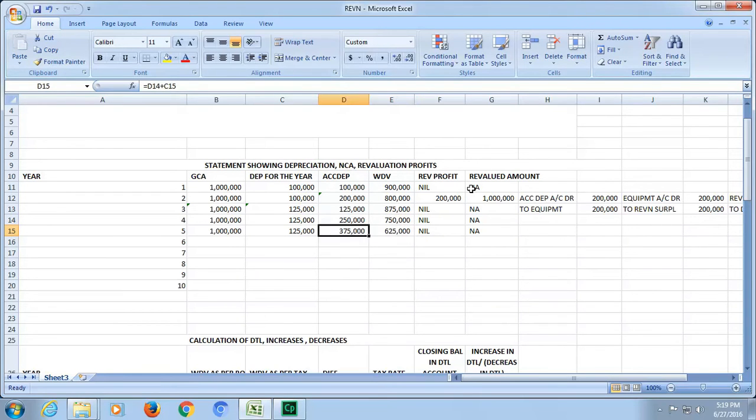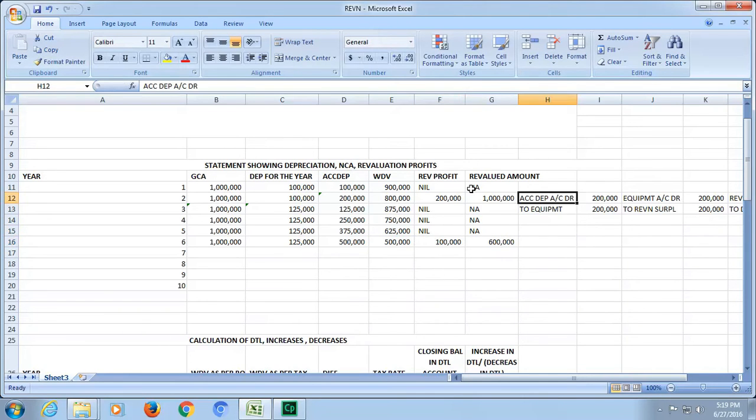Okay. Next, in the 6th year the opening balance of the asset is 10 lakh, depreciation remains the same at 1,25,000. Accumulated depreciation would now become 5 lakh rupees. 375 plus 125 is 5 lakh rupees. The WDV of the asset would be again 5 lakh rupees, but on this date the asset was revalued to 6 lakh rupees. That means there is some revaluation profit here. So revaluation profit would be 6 lakh minus 5 lakh, 1 lakh rupees.